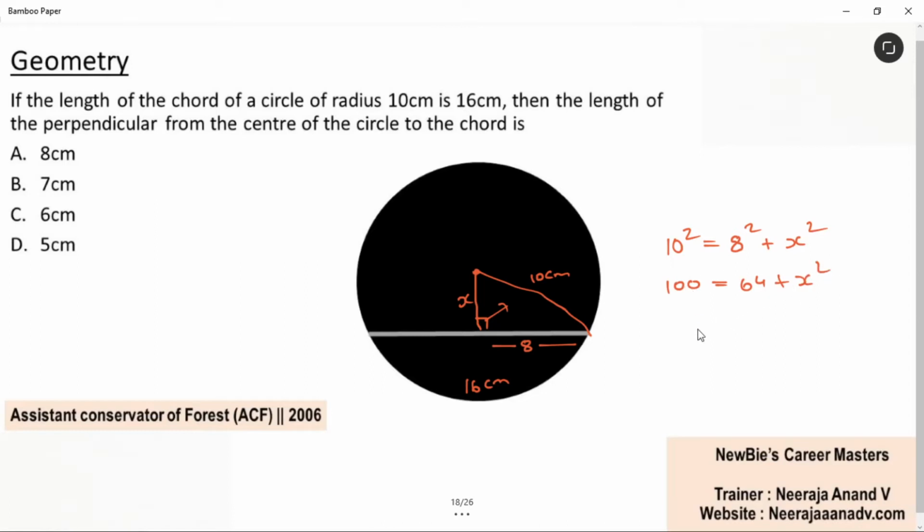Okay, let's send the 64 here. We get 36. X square is 36. What will be the x value then? Square root of this 36. Very simple. 6 centimeter is the answer for this question. Hope you have understood this one.